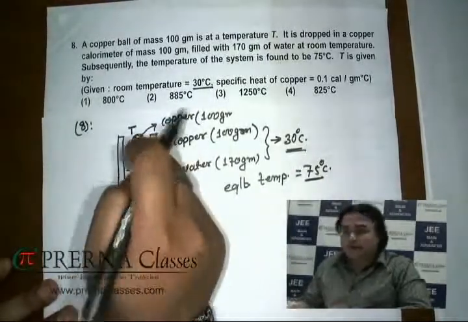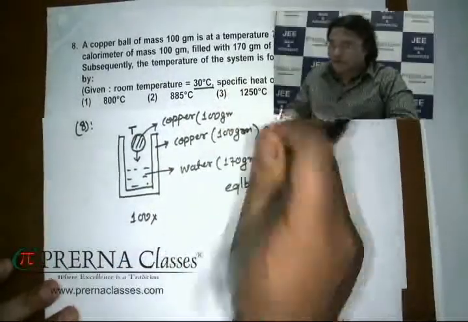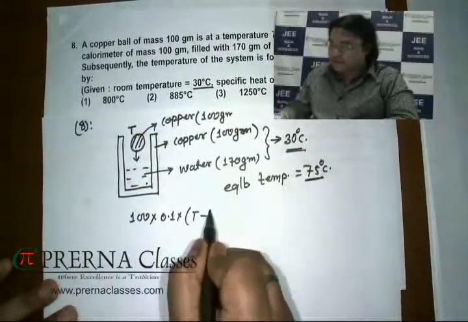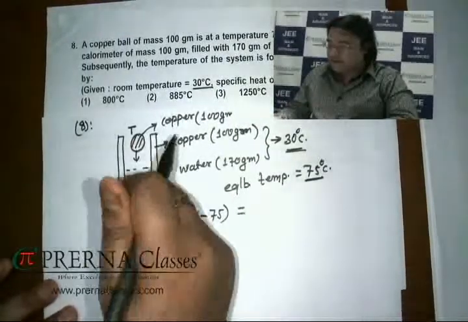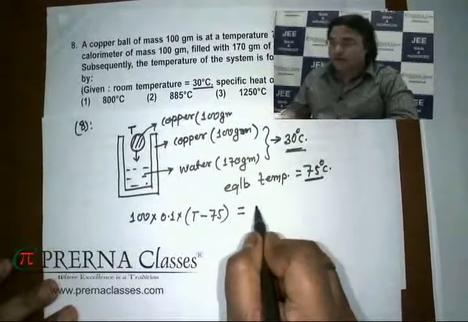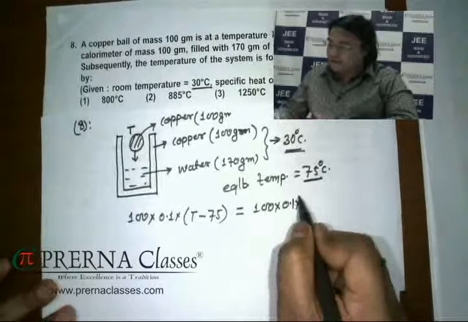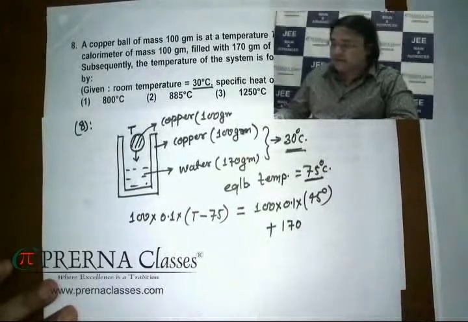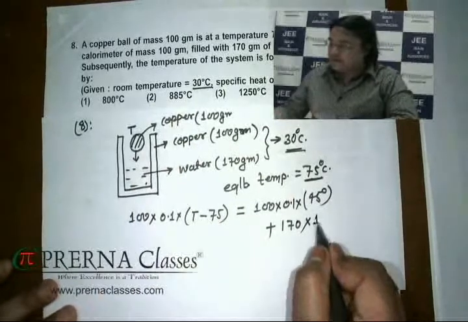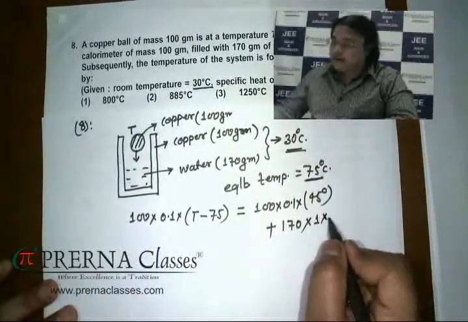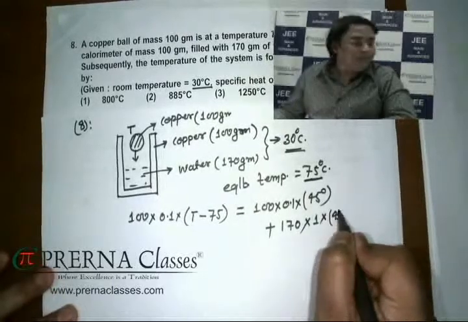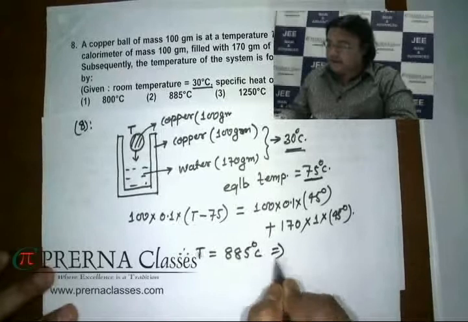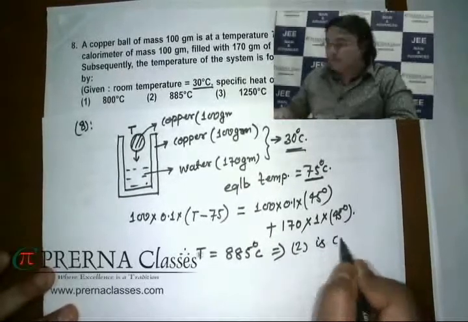If we apply heat gain equal to heat loss, the expression will be: heat lost by the copper ball, mass times specific heat, which is given 0.1, times the fall of temperature. If the temperature is T and the final equilibrium temperature is 75, that is T minus 75. It is equal to the heat gain by the calorimeter and water: 100 into 0.1 into (75 minus 30), that means 45, plus heat gain by water, 120 into the specific heat of water, which in calorie units is 1, into the change in temperature, 45 degrees. Clear? On solving, T comes to 885 degrees C. That implies option 2 is correct.